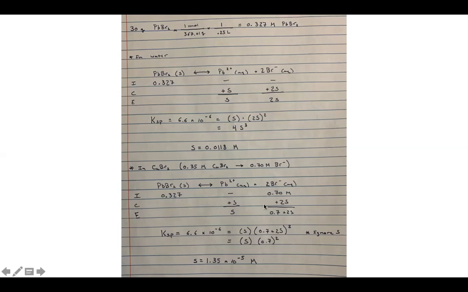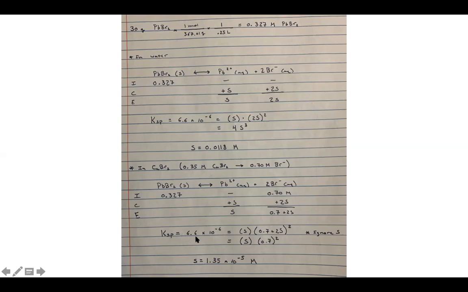Okay, so again, I'm going to write my ice table. My initial amount of bromine is 0.7 molar. My change for lead is still plus S. For bromine it is plus 2S, just like before. And so now our equilibrium amounts of our ions are S for lead and 0.7 plus 2S for bromine. Okay, and we're going to set these equal to our KSP.